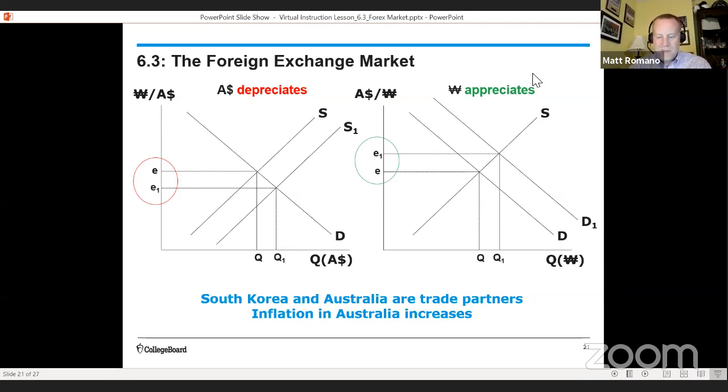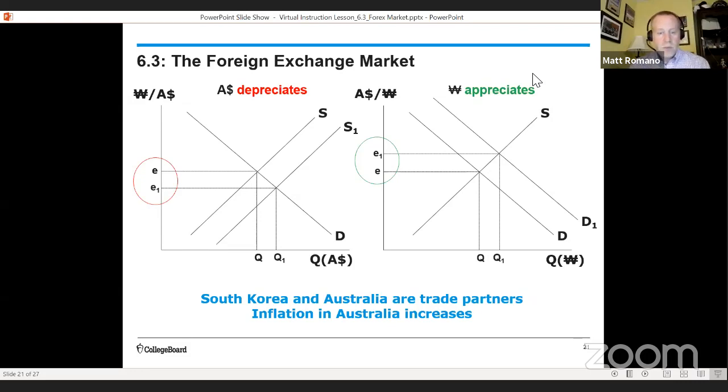So that's 4 examples just to give you a sense of how this works and how we can apply those shifters. A few things, again, to keep in mind. Keep that ceteris paribus condition in mind. With the foreign exchange market and international trade, so much going on, it's easy to think of too many different variables at once. Focus on one at a time, hold everything else constant and see what happens.